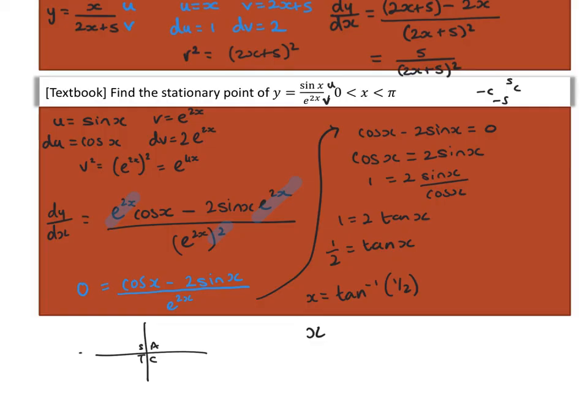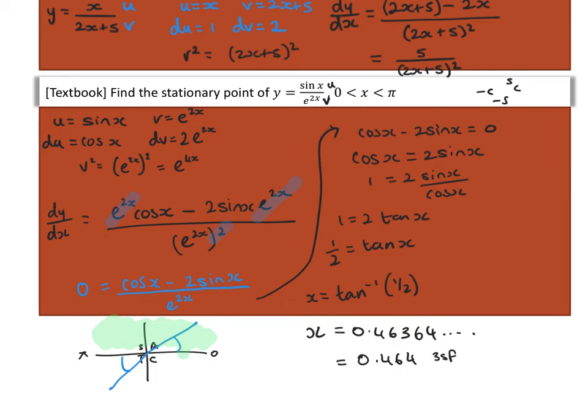Now CAST. Remember this is pi, 0. 0.46 is here and here. We're only concerned with between 0 and pi, so only concerned with this area. We can see there's only one solution, and that is the actual angle itself, okay? So that means x equals 0.46364... Okay, I'd always go to three significant figures. So this equals 0.464 to three significant figures.